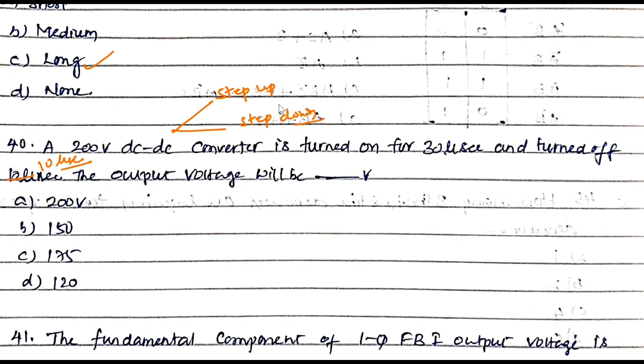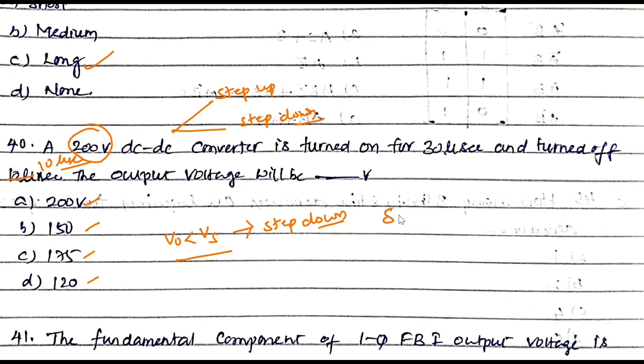Now you have to judge the type of converter by looking at the answer here. The question itself says that there is a 200 volts DC to DC converter or chopper. Input is 200 volts. See the output voltages given: 200, 150, 175, 120. That means output V0 is less than the supply voltage Vs. What type of converter is it? Yes, it is a step down converter. So depending upon this concept, you need to judge the answer.